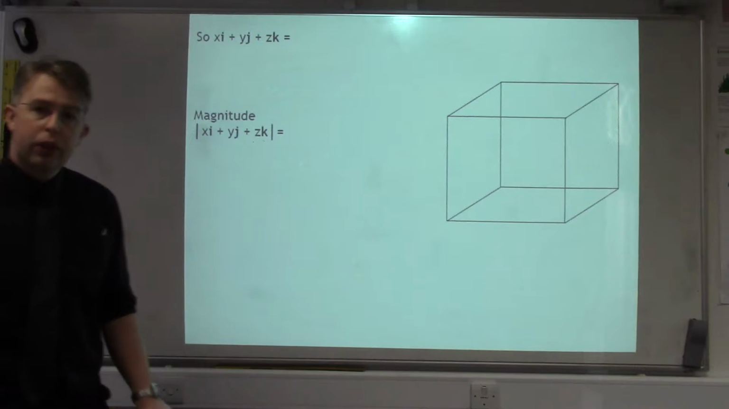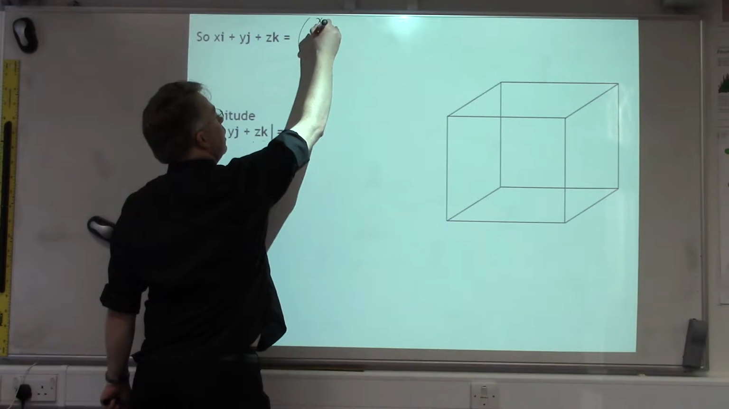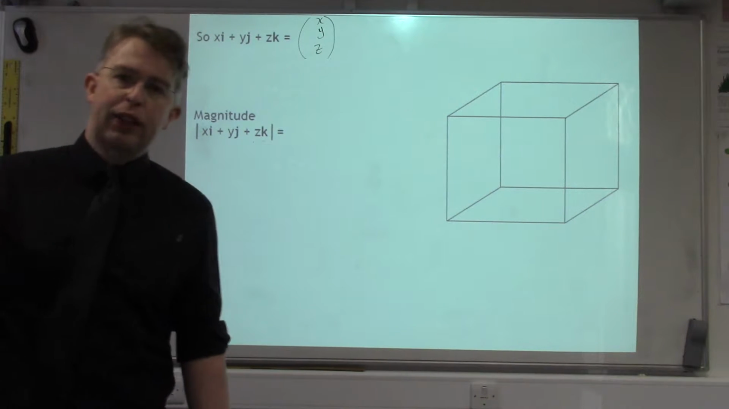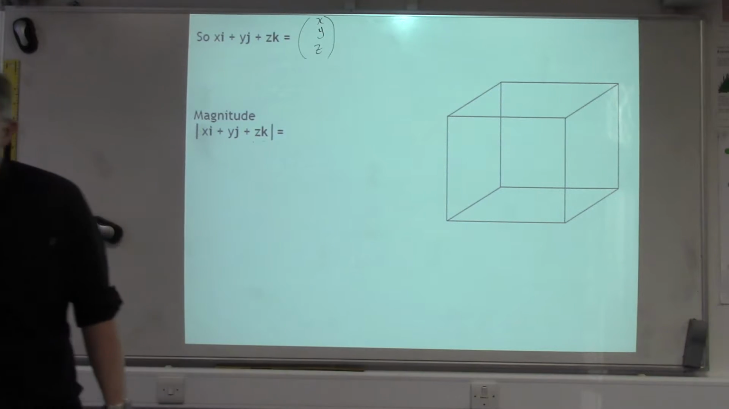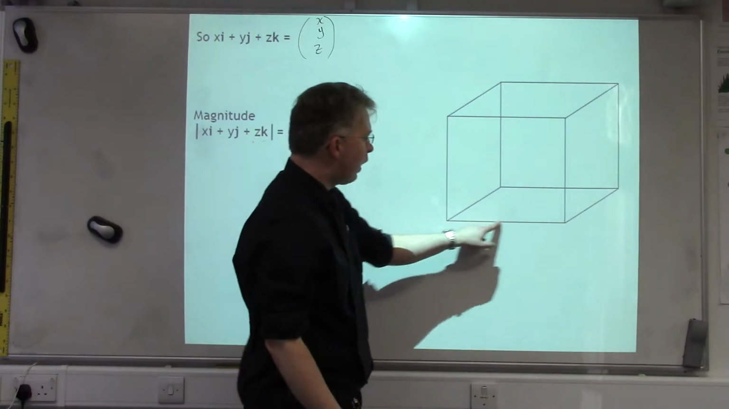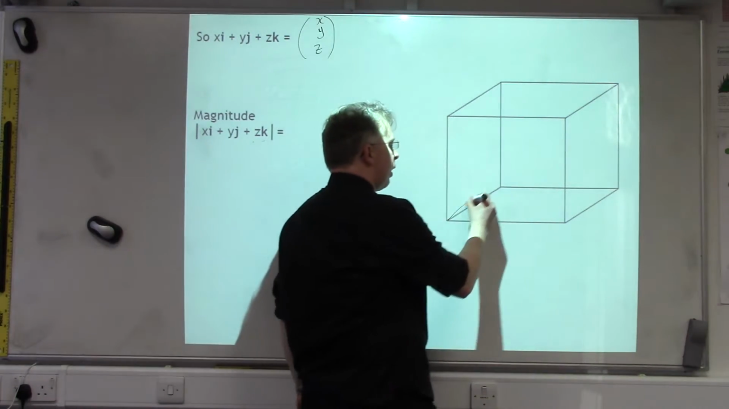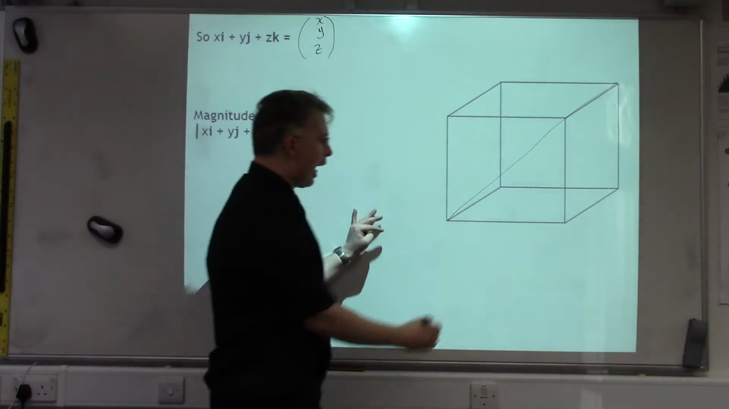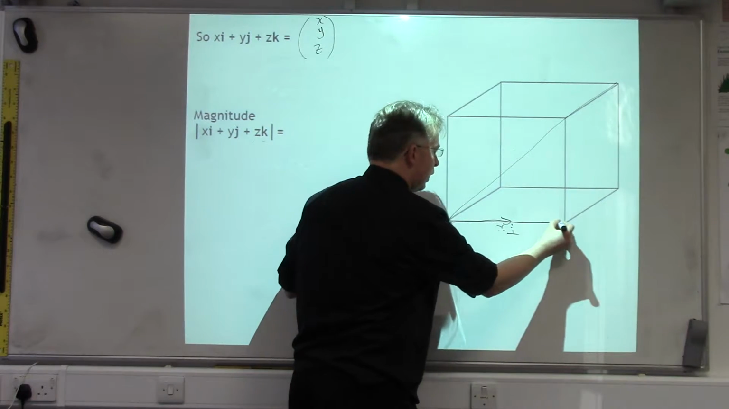So xi plus yj plus zk can be represented as a column vector x, y, z. If we're trying to find the magnitude, it becomes a case of 3D Pythagoras. So if I've got a cuboid here, what I want really is the length of the vector all the way, because I'm going to make xi the length of my first side.